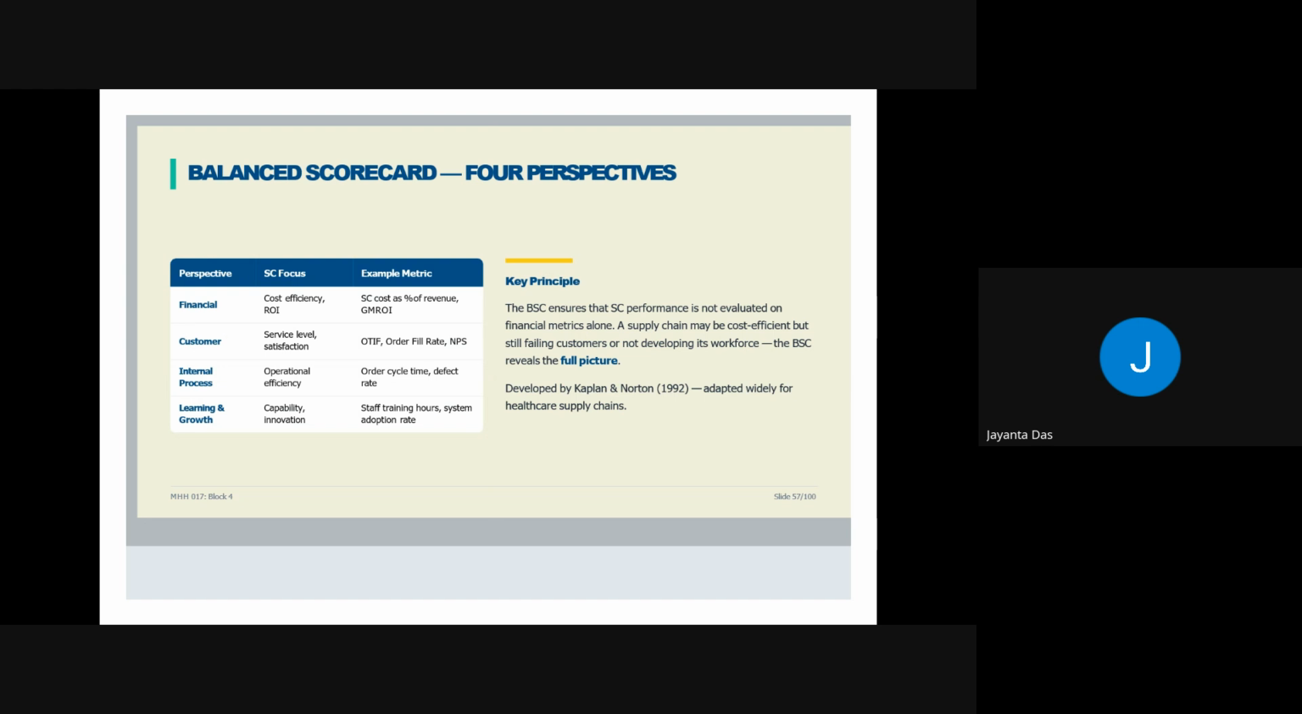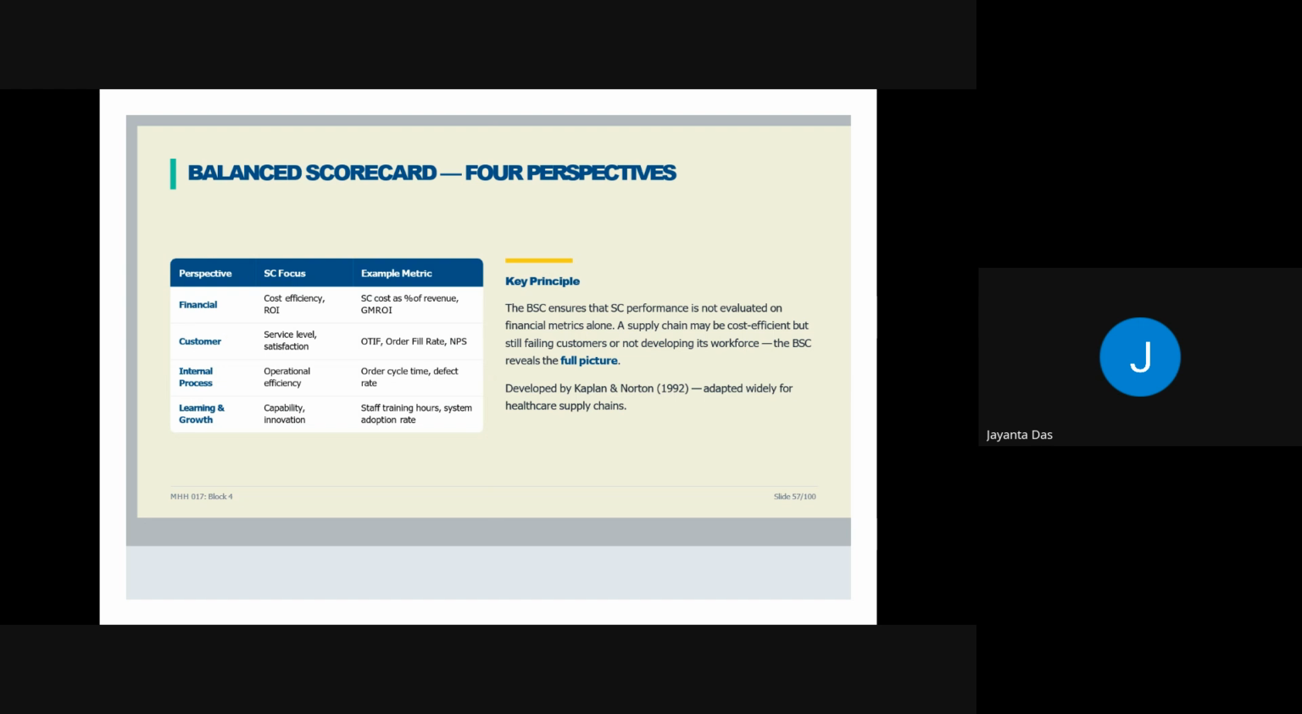The SC focus is on cost efficiency, return on investment. For the customer, it is service level and satisfaction. For internal process, operational efficiencies. And for learning and growth, capability and innovations.